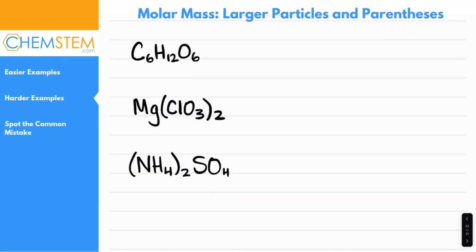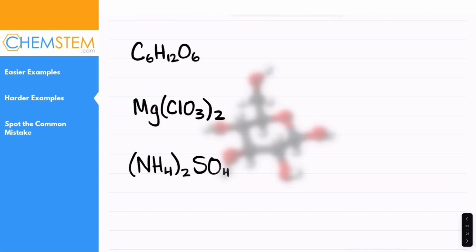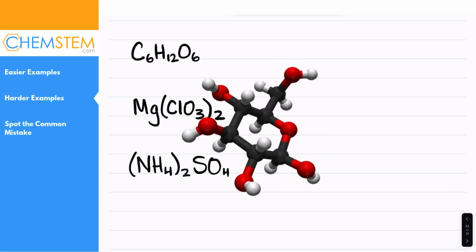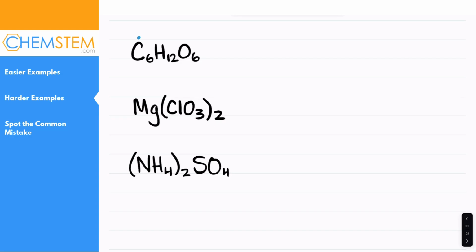Now let's do some slightly larger molecules, or in some cases, formula units. So we've got C6H12O6, which is glucose. We see that there are three different elements. We need to set up three different parts to this. We have carbon, we have hydrogen, and we have oxygen. Let's set it up for the carbon part first, and then we'll move along for each element.